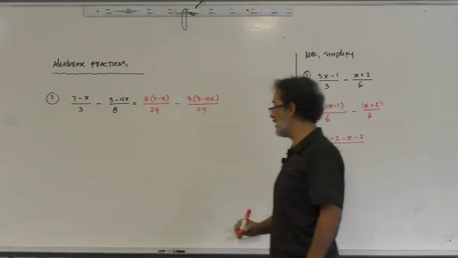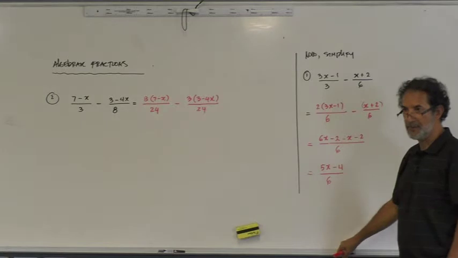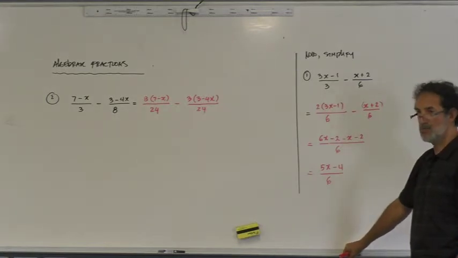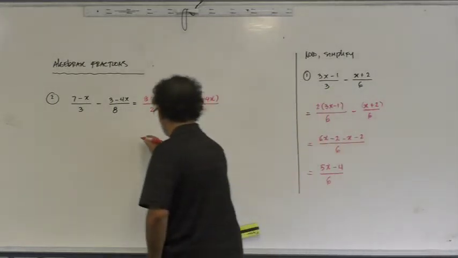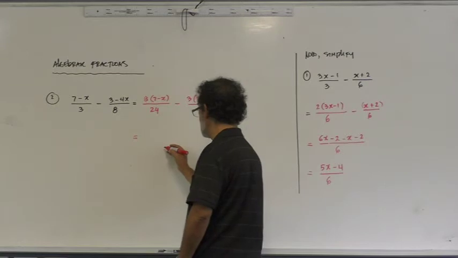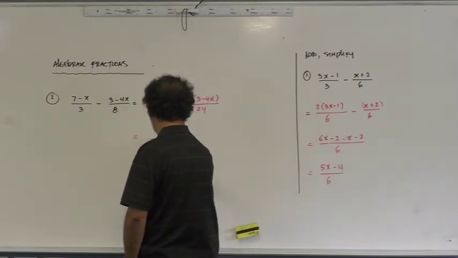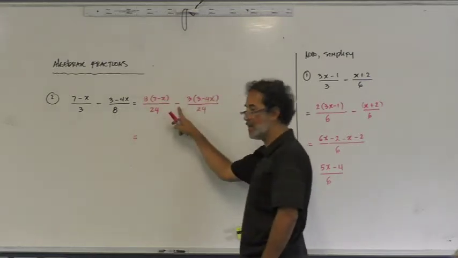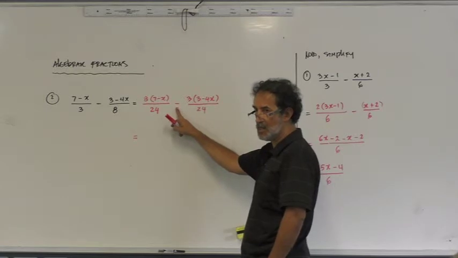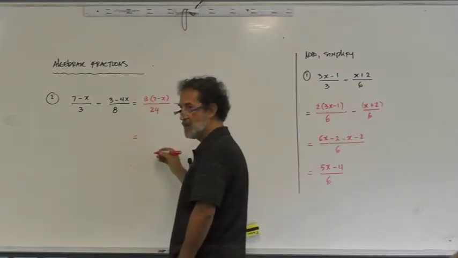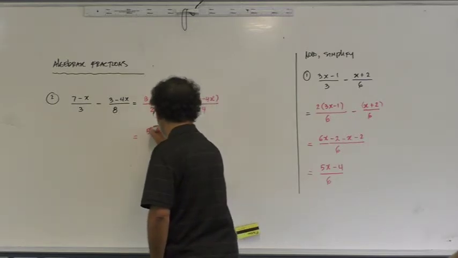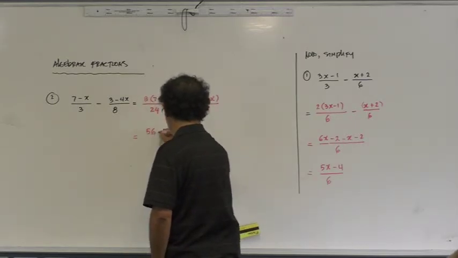Okay, so when you amplify, then you're going to have the same denominator, which is what we want. And then we're going to remove the bracket. But we're going to be careful because, again, we have a negative in here. So what's the answer for 8 times 7? We're going to have 56, and then we're going to have minus 8x.